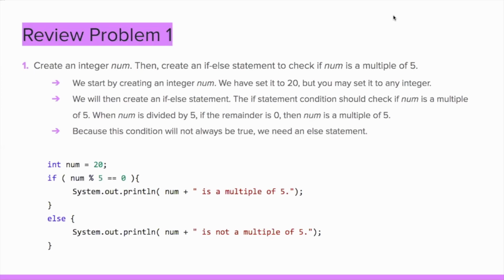If the remainder is 0, then the condition is met and we can print a statement saying num is a multiple of 5. Note that we use two equal signs to check if two numbers are equal. Although we've set num to 20 in this example, and 20 is a multiple of 5, we could have set num to a different value, such as 21. If num is 21, then our if statement condition is false, because the remainder of 21 divided by 5 is 1, not 0. Then we need to have an else statement. Our else statement has no condition and states that num is not a multiple of 5.